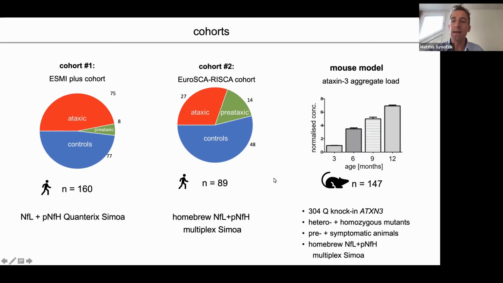How about the mice? In the mice, we used a very recent mouse model from Janette. It's a 304Q knock-in ATXN3 mouse model. We investigated heterozygous and homozygous mice in the pre-symptomatic and in the symptomatic stage. And here we used again the homebrew NFL and pNfH multiplex on the SIMOA.